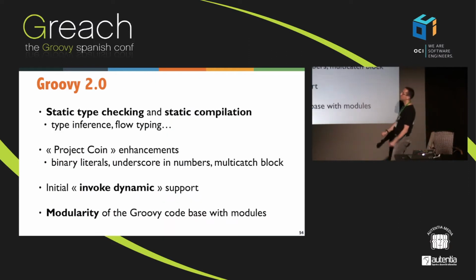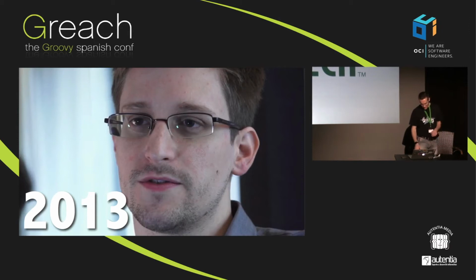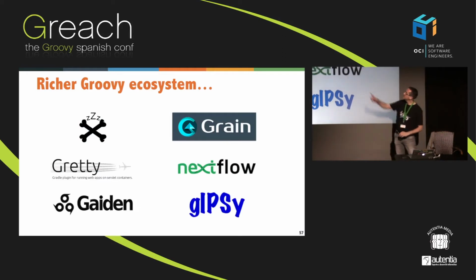Groovy 2, another very important release with the static type checking and static compilation. We also made Groovy much more modular and the initial support of invokedynamic. So we not only improved the dynamic aspects and performance, but we also introduced that static flavor to Groovy in addition to the dynamic flavor. 2013, so there was a spin-off into Pivotal. Some more stuff like Lazybones for templates, Grain, etc. Some cool projects for static site generation.